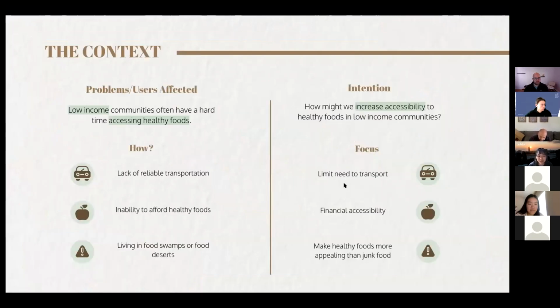After doing some initial research on issues within underserved communities, I found that low-income communities often have a hard time accessing healthy foods. Some of these reasons being the lack of reliable transportation, inability to actually afford the foods, and their home being in a food swamp or desert. A food desert is an area completely bare of grocery stores, causing the community to have zero access to healthy foods, while a food swamp is an area with grocery stores. However, they are surrounded by fast food restaurants, which are economically more appealing. I decided to ask, how might we increase accessibility to healthy foods in low-income communities? This issue is complex, so I decided to focus on the 3 points mentioned earlier.